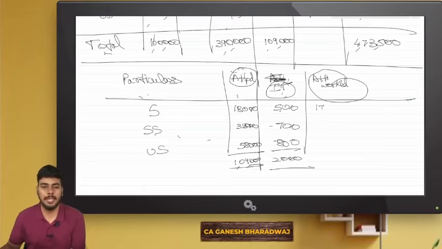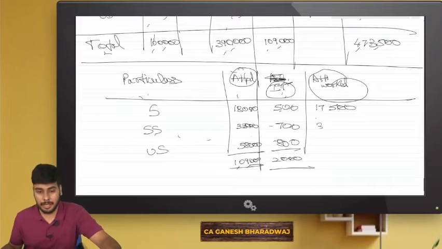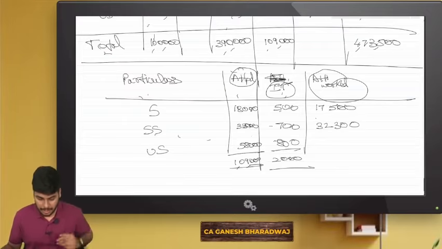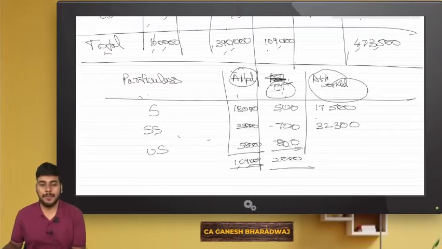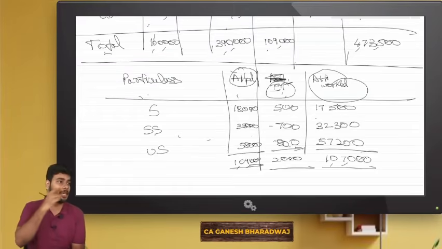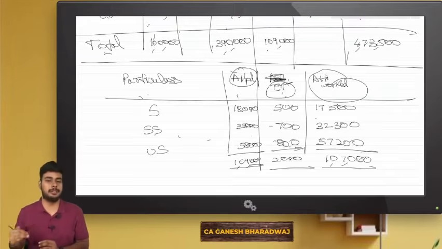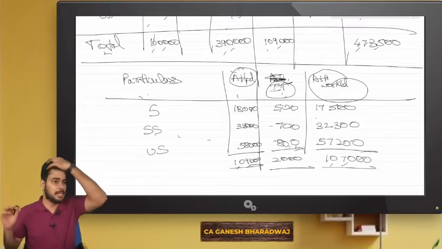Now, actual hours worked is how much? 18,000 minus 500, 17,500. 33,000 minus 700, 32,300. Sorry, my bad. Then this is going to be 57,200. What's your total? 1,07,000. So horizontally, vertically, whichever way you calculate, it should tally. 1,09,000 minus 2,000 is 1,07,000, or 17,500 plus 32,300 plus 57,200 will also give you the same answer. Clear with this?